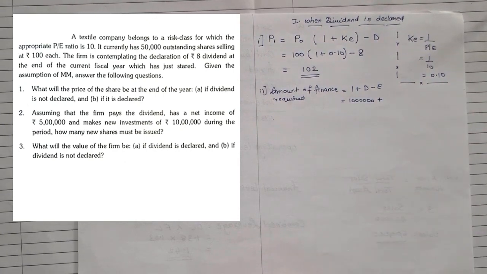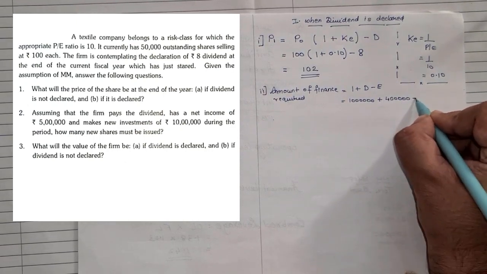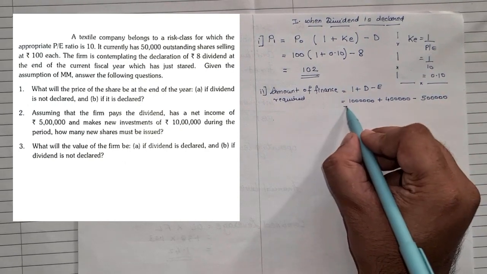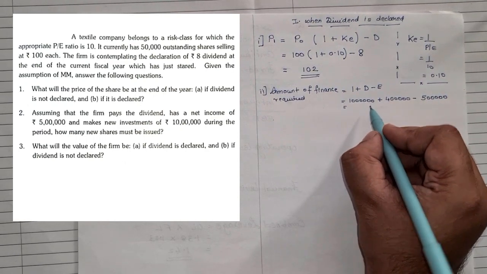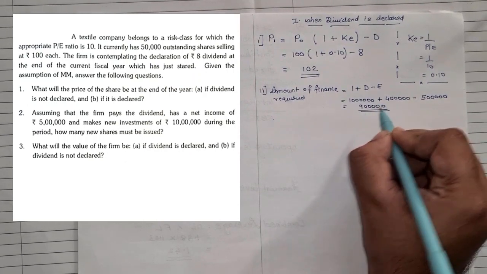plus dividend. Now in the question they have told that they are going to declare a dividend of 8 rupees per share and the company already has 50,000 shares. So 50,000 into 8 will give you 4 lakhs. So my dividend is 4 lakhs. Less earning, which they are giving you, is 5 lakhs. So 10 plus 4 is 14, minus 5 is 9. So my finance required is 9 lakhs.